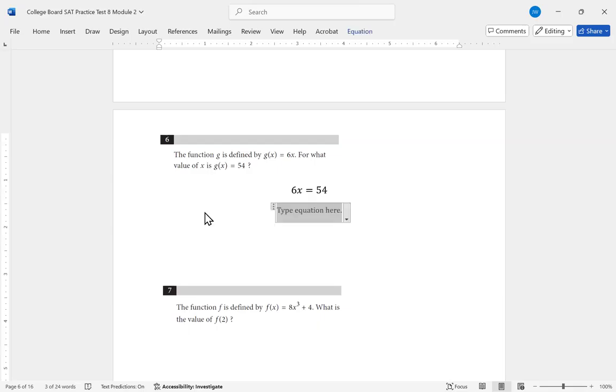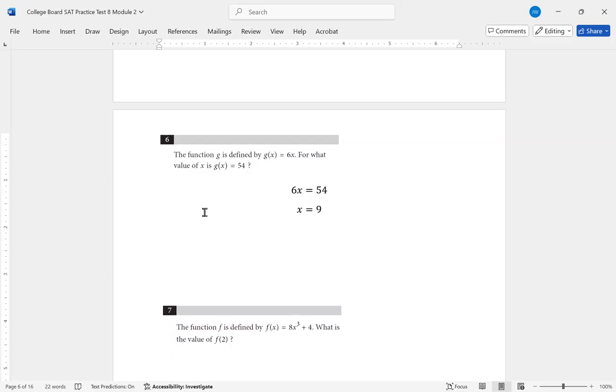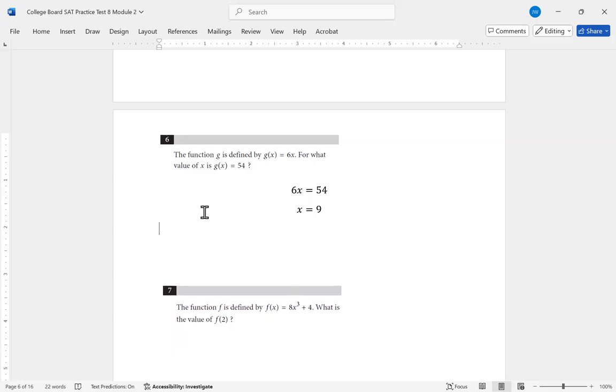In order to solve this equation, all I have to do is divide both sides by 6. I won't show that. I'll just say when you divide the left-hand side by 6, you get x. When you divide the right-hand side by 6, you get 9. So x equals 9 is the answer to 6. And when you type this in, you will just have to type in the numerical value of 9. So for what value of x is g of x equal to 54? 9 is that value of x.